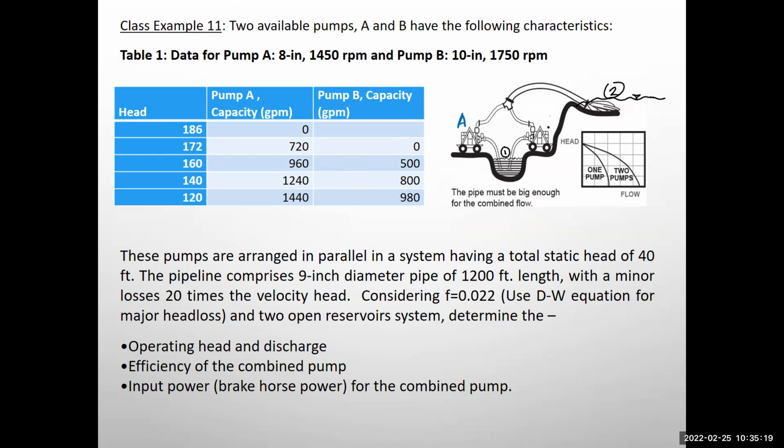So this one is A, this one is B. Both of them are taking water from point 1 and they are delivering the water to point 2. Make this correction in your copy. Point 2 should be open reservoir. I just add a water surface.